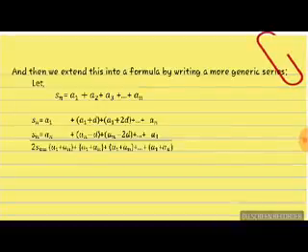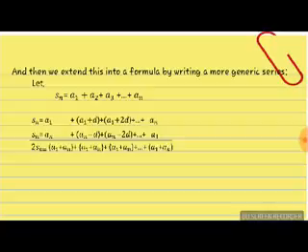And then we extend this into a formula by writing a more generic series. We let S sub n equal a sub 1 plus a sub 2 plus a sub 3 plus up to a sub n. So we have a first equation and the reverse of the first equation. Adding them, we have 2S sub n equals the quantity a sub 1 plus a sub n plus the quantity a sub 1 plus a sub n plus the quantity a sub 1 plus a sub n until the last term.